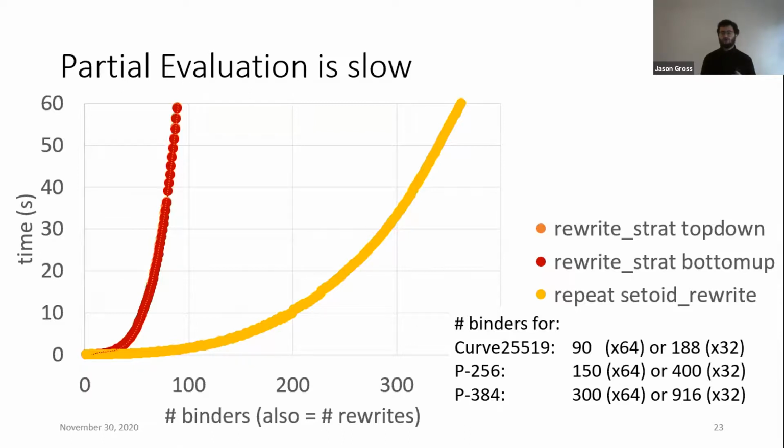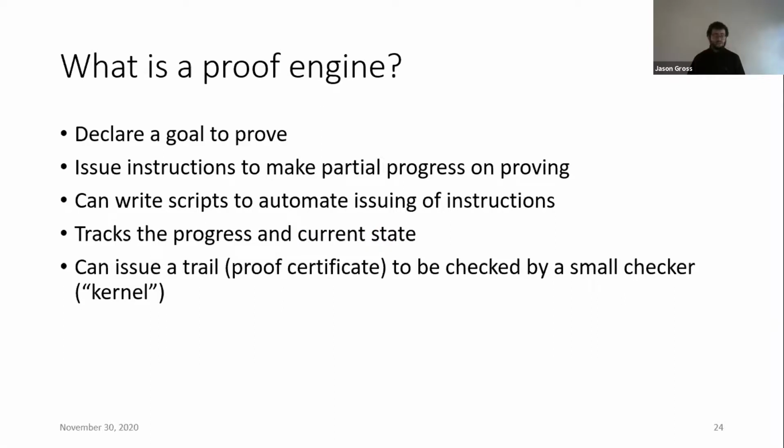A large part of my PhD work was making this step possible in a way that scales. Let me tell you what a proof engine is now, because I've been using this word a little bit. A proof engine lets you declare a goal to prove and issue instructions to make partial progress on proving this goal. And this is an interactive process that lets you insert ingenuity. You can write scripts to automate the issuing of instructions, and the proof engine will track the progress and the current state. It can then issue a trail, a proof certificate, to be checked by a small checker, also called a kernel. And this is what lets you trust the proof and trust that the code matches the specification.